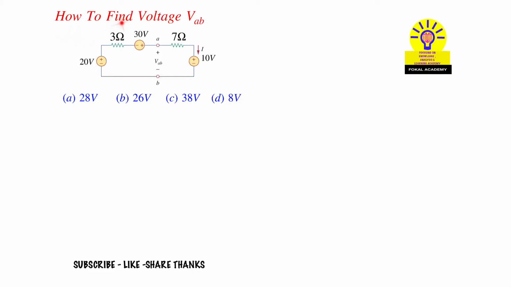Here is how to find voltage VAB across node A and node B. In the given circuit, there are 3 voltage sources, that is 30 volts, 10 volts and 20 volts, and 2 resistors, 3 ohms and 7 ohms. How can you find the voltage VAB?